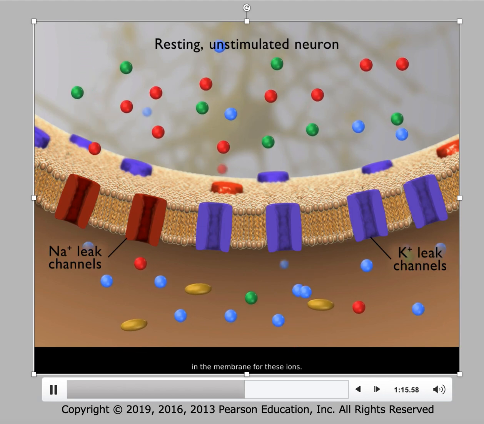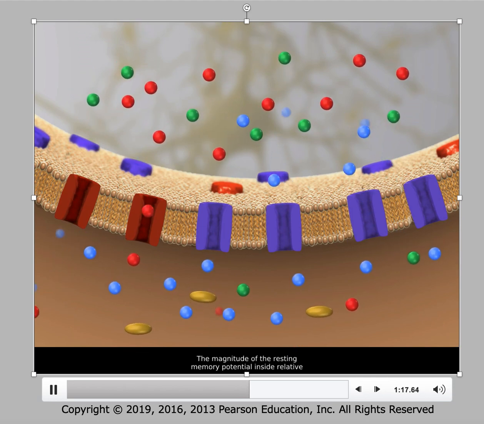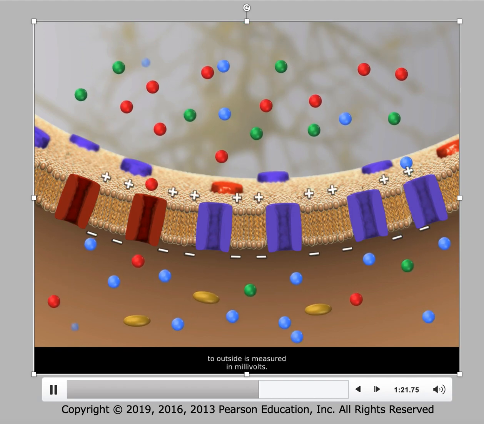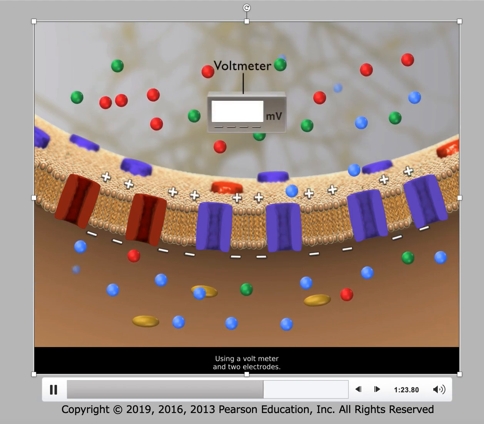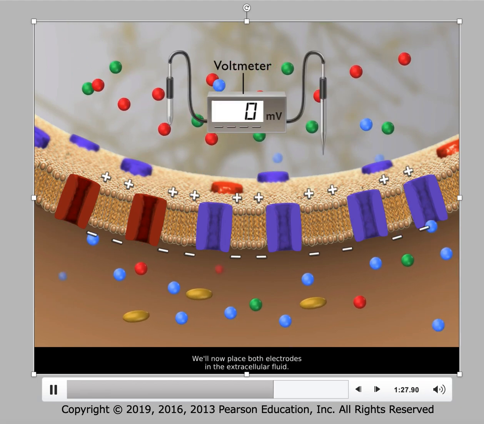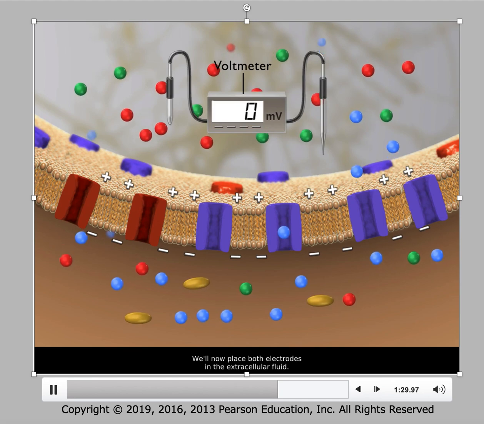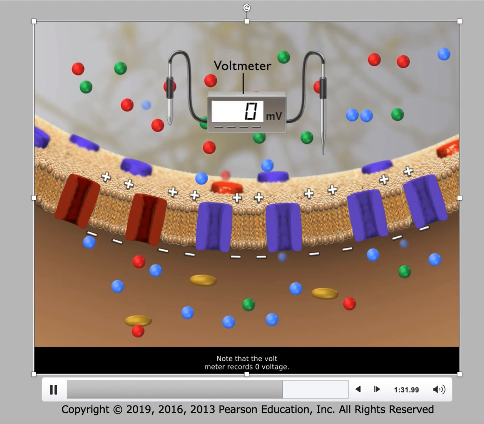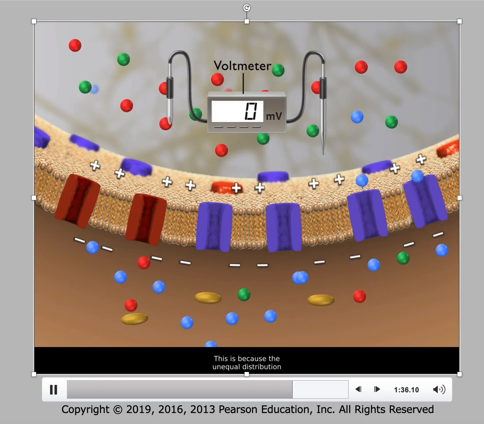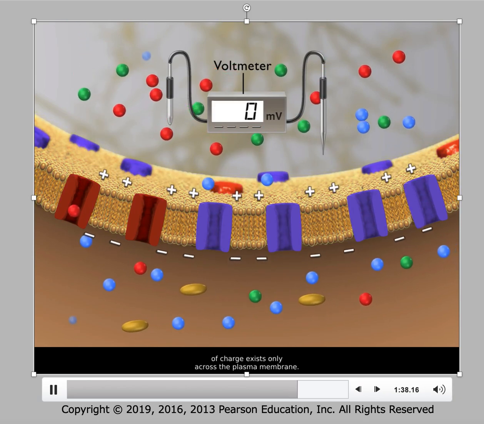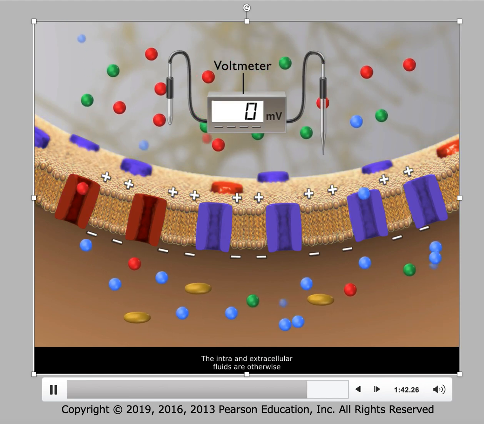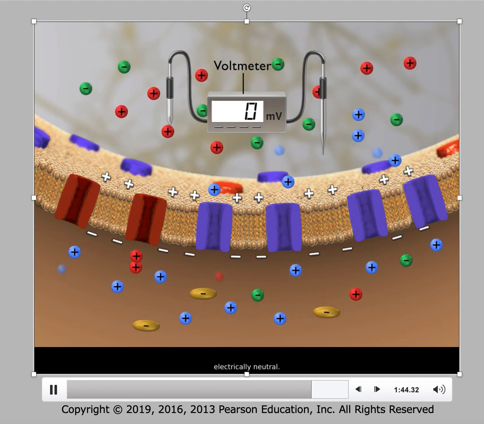The magnitude of the resting membrane potential, inside relative to outside, is measured in millivolts using a voltmeter and two electrodes. We'll now place both electrodes in the extracellular fluid. Note that the voltmeter records 0 voltage. This is because the unequal distribution of charge exists only across the plasma membrane. The intra- and extracellular fluids are otherwise electrically neutral.